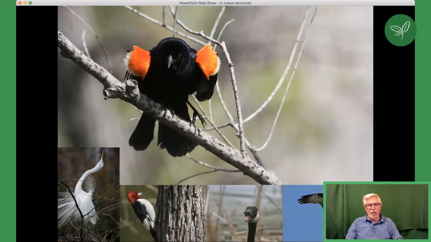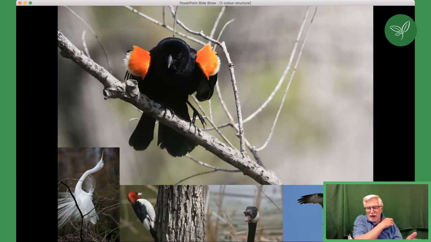And then some birds use color kind of discreetly. So the male red-winged blackbird flashes his wings, his epaulets, when he's in the mood to mate and he's being territorial. If you look at them when they're not breeding, you don't see that flash of red. It's much smaller.